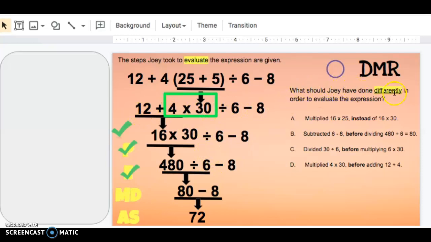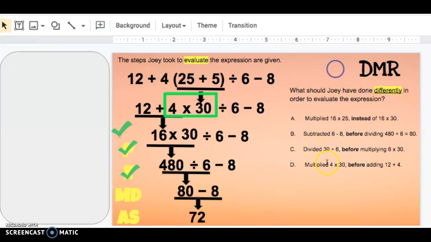So what should Joey have done differently in order to evaluate this expression? Should he have multiplied 16 times 25 instead of 16 times 30? Should he have subtracted 6 minus 8 before dividing 480 divided by 6? That got him 80. So far, neither one of those is telling me that I should be doing 4 times 30. Should he have divided 30 divided by 6 before multiplying 6 times 30?